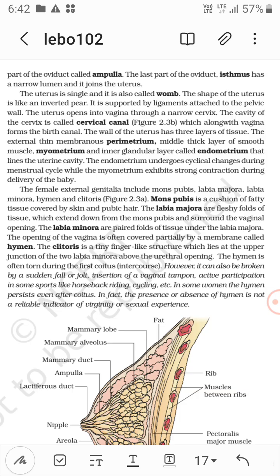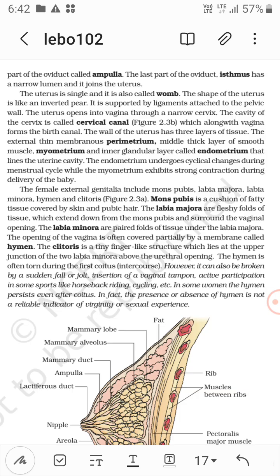The clitoris is a tiny finger-like structure which lies at the upper junction of the two labia minora, above the urethral opening. So above the urethral opening, at the junction of the two labia minora, is the clitoris.